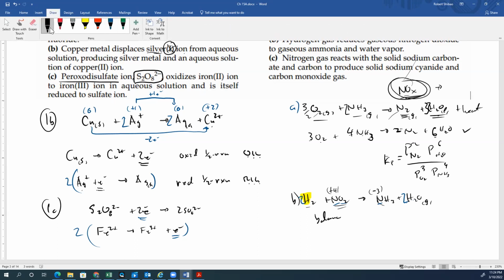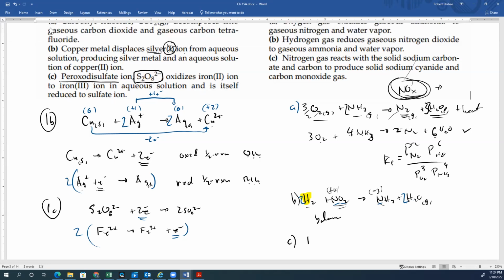C, nitrogen gas reacts with solid sodium carbonate. So N2 is very unreactive, so this is a very interesting reaction. Solid sodium carbonate and carbon, solid, to produce solid sodium cyanide, and carbon monoxide gas. So these are all solid. We have 2 gases here.